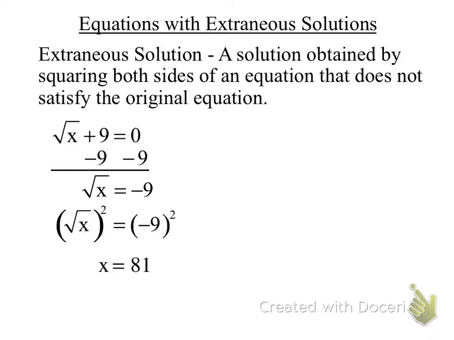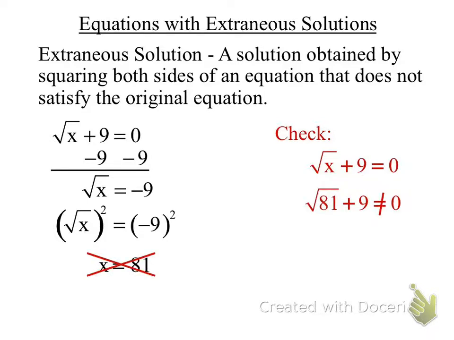And now, here's the problem. As I substitute that back in, the square root of 81 is 9. 9 plus 9 does not equal 0. It will give you an untrue statement. So you have to check your answer. In that case, we say no solution. We don't say extraneous solution. It happens to be an extraneous solution, but we say no solution. It is a solution that works, but does not work for the context of the problem.